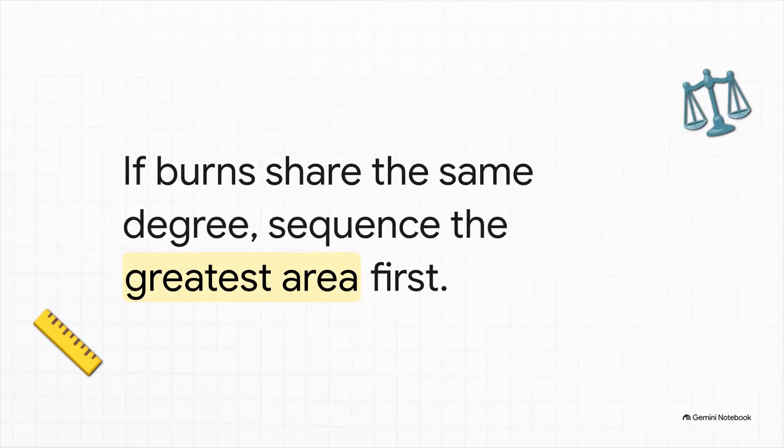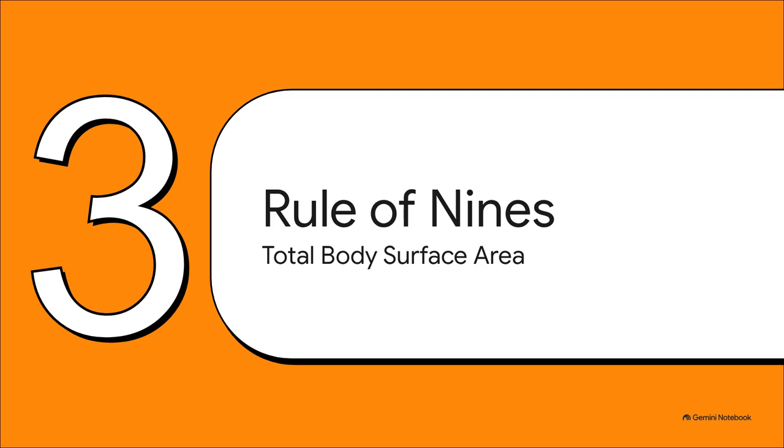But what happens if you hit a tie? Say the patient has third-degree burns on both their arm and their back. The guideline gives us a super simple tiebreaker. If multiple burns share that exact same highest degree, you just sequence the code for the anatomical site with the greatest surface area first. Since the back has a way larger surface area than the arm, the back takes the primary slot. Which perfectly sets us up for Section 3, the rule of nines and total body surface area, or TBSA.